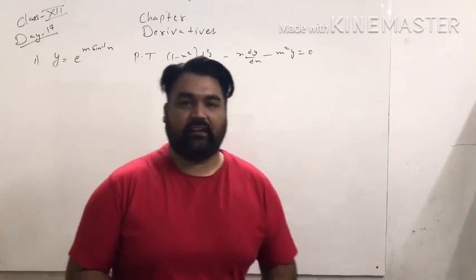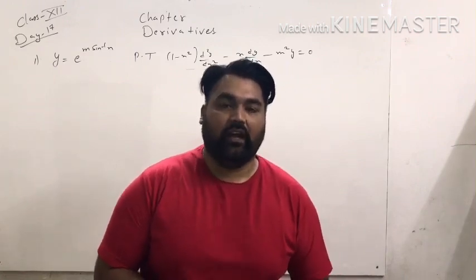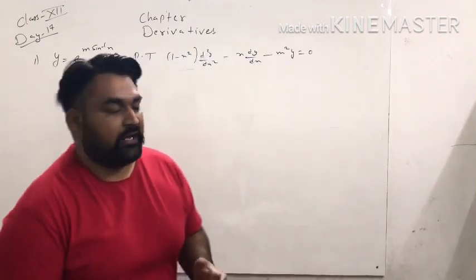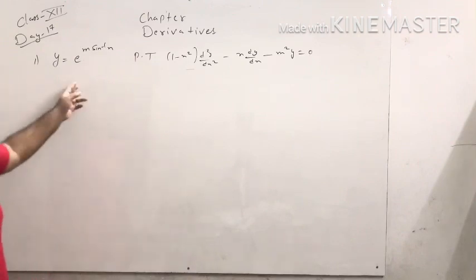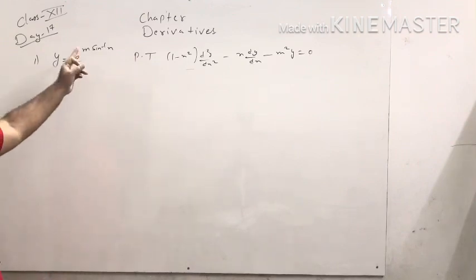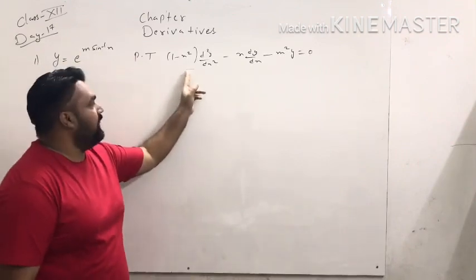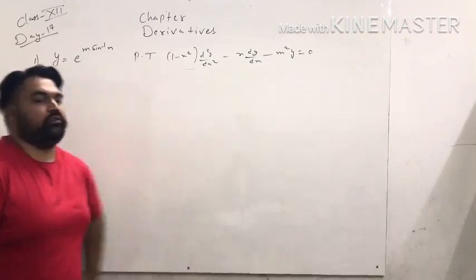The chapter is derivative and the concept is higher order derivative. Now we discuss some examples related to the higher order derivative. Here is the first question. y equals e raised to power m sin inverse x. We have to prove that the value of this equation equals 0.